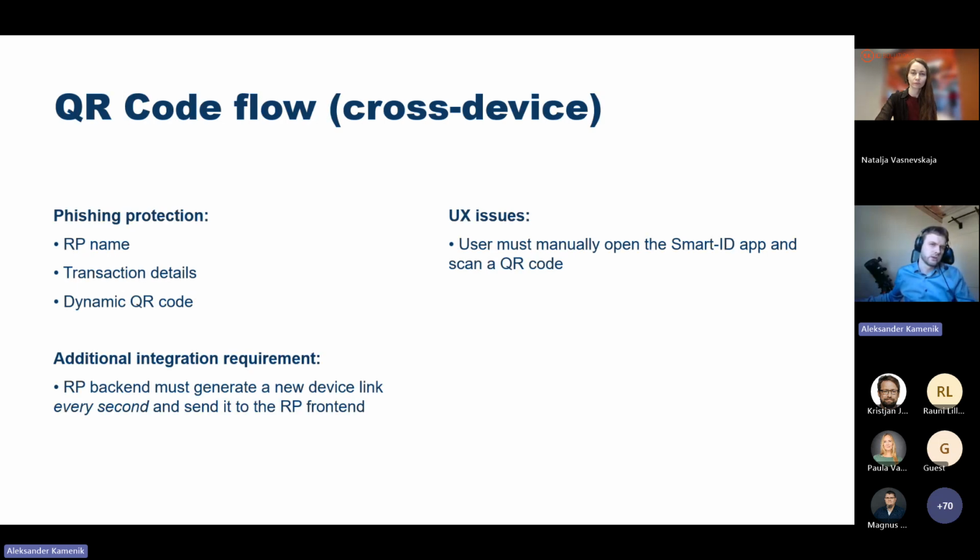Okay, and I will now go through the three flows, and maybe it will make a bit more sense. So the QR code flow. For phishing protection, it still obviously relies on the name and transaction details you provide, but there is also this dynamic QR code. This QR code must be dynamic. The idea here is that when you display it on a website, an attacker performing a phishing attack may be able to copy it and then present it in their own context. And the phishing attacks that we protect against mainly here are called voice phishing attacks.